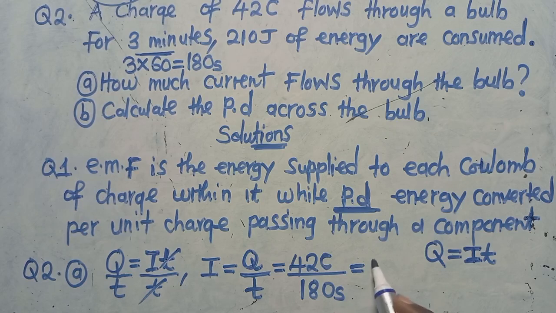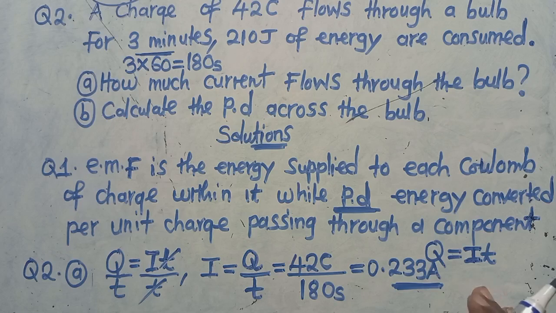You are going to have 0.2, and the 3s just keep going, so we can just put in a 3. Then we put amps. So this is the current. Just like that, we are done. This is the answer.